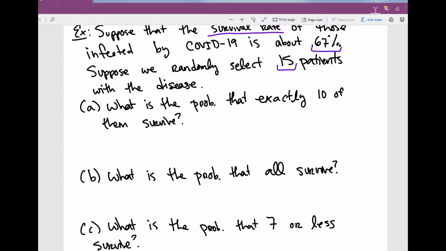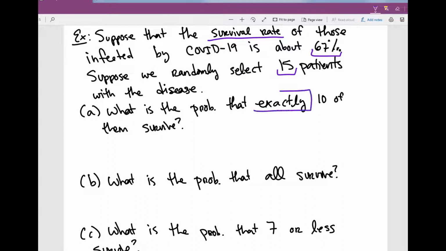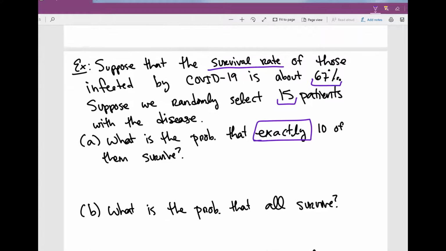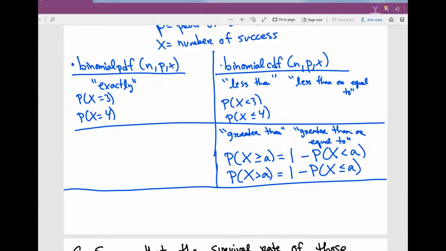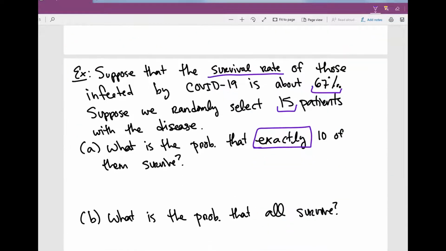Here, what is the probability that exactly 10 of them will survive? Notice that the key word here is exactly. So we're going to go back up. What should we use when we have exactly? When we have exactly, we're going to use binomial PDF. Our n value, let's write it down: n is equal to 15 patients, and the probability of success, written as a decimal, is 0.67.